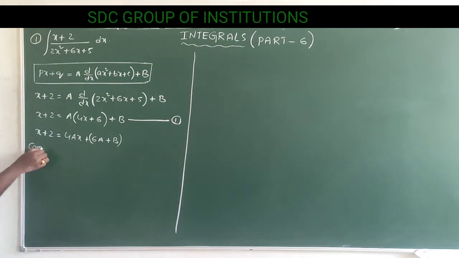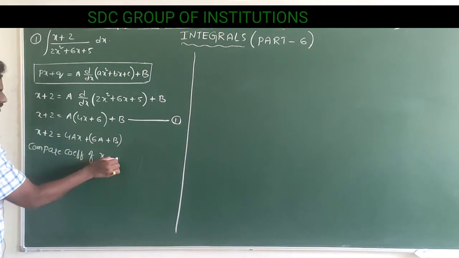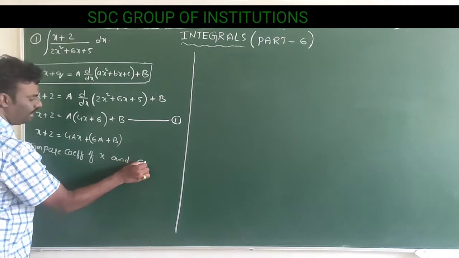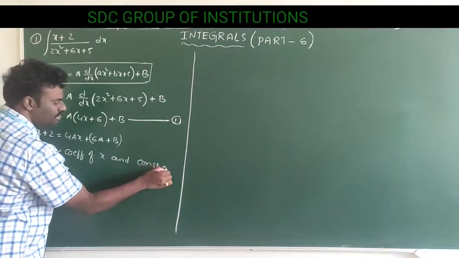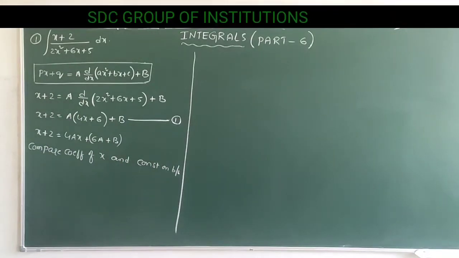Compare coefficients of x and constant on both sides. Here the x coefficient is 1, here the x coefficient is 4A. So from this you can get A value is 1/4.